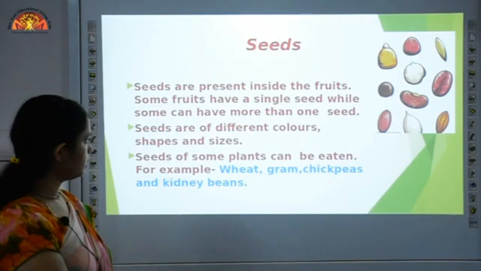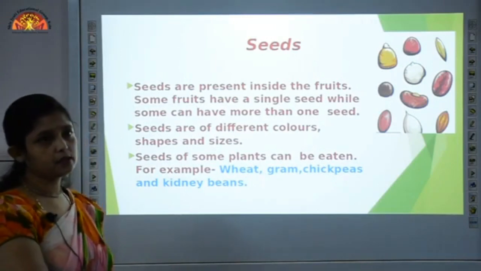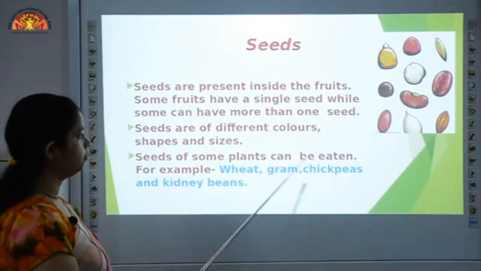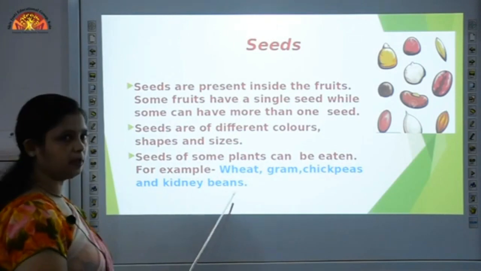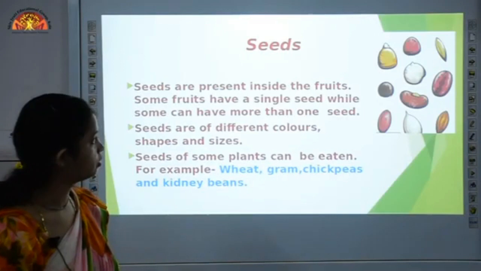Seeds of some plants can be eaten. So seeds also store food, and in some plants we eat seeds directly, like wheat, gram, chickpeas and kidney beans. In these plants seeds are eaten as food.